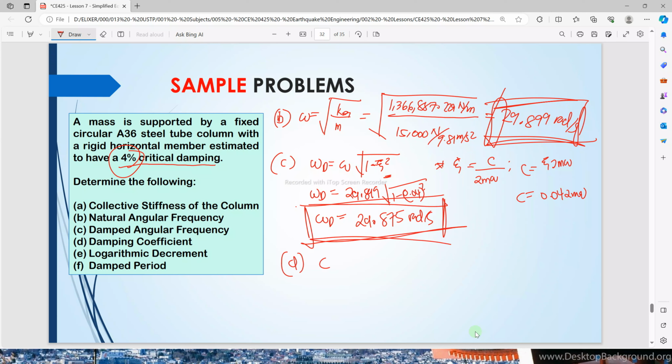The damping coefficient C is just 4% of the critical damping. This is equal to 3,657.37 kilograms per second.